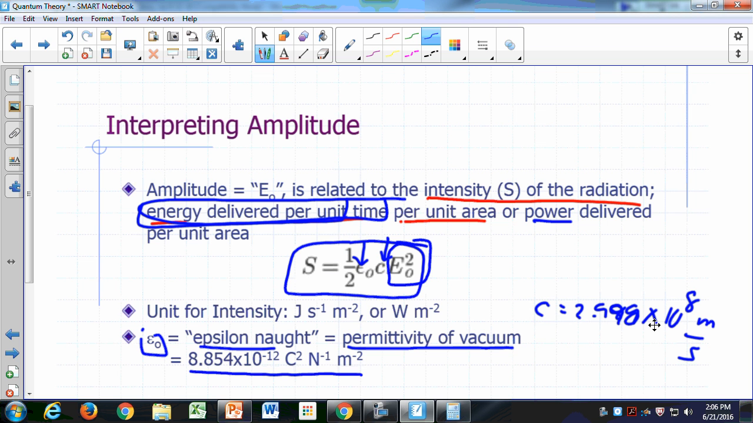And the square of the amplitude. So if you multiply 1/2 epsilon naught C and the square of the amplitude, you get the intensity. The unit for intensity is energy per unit time per unit area, so joule per second per square meter. A joule per second is also known as a watt. A big W is the official abbreviation for a watt, which is a joule per second.